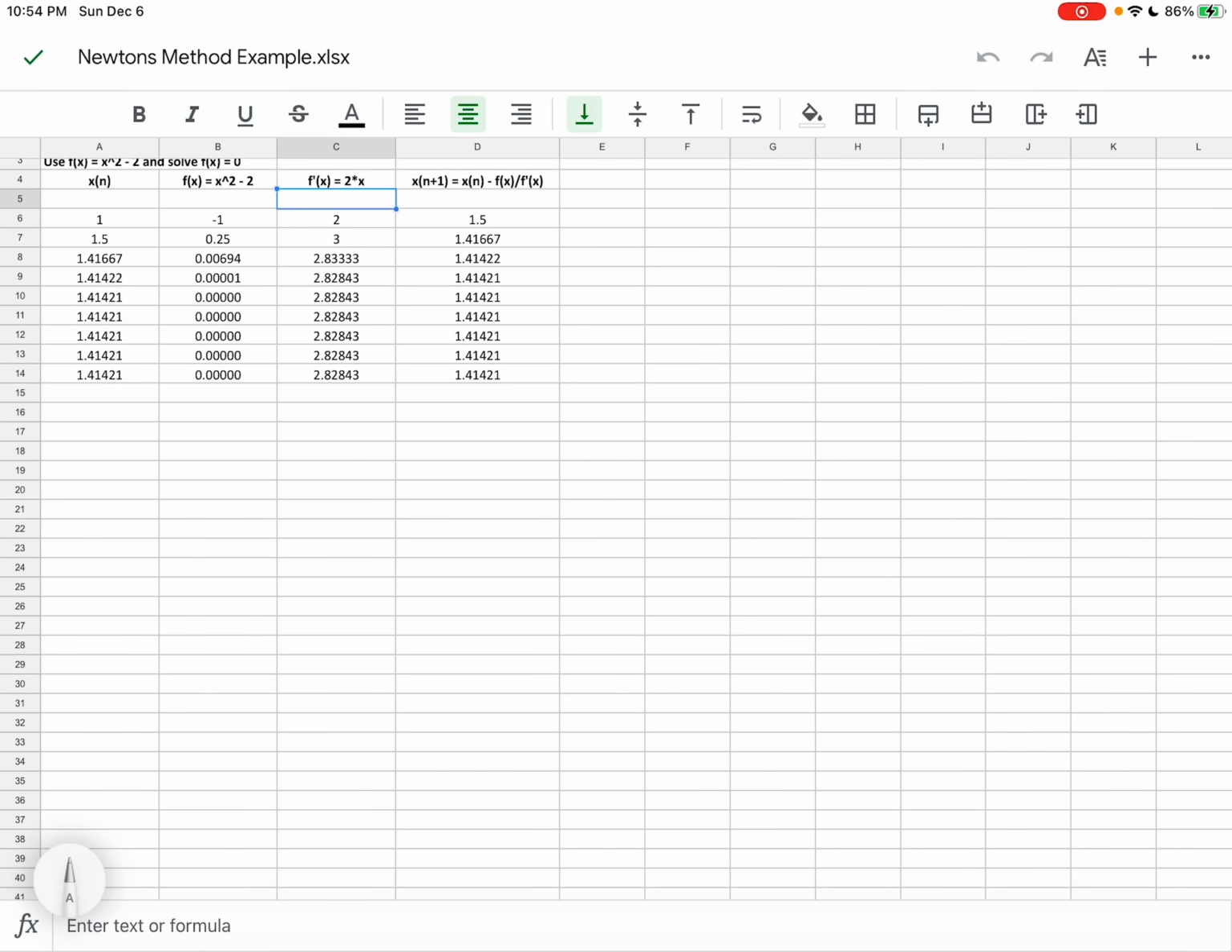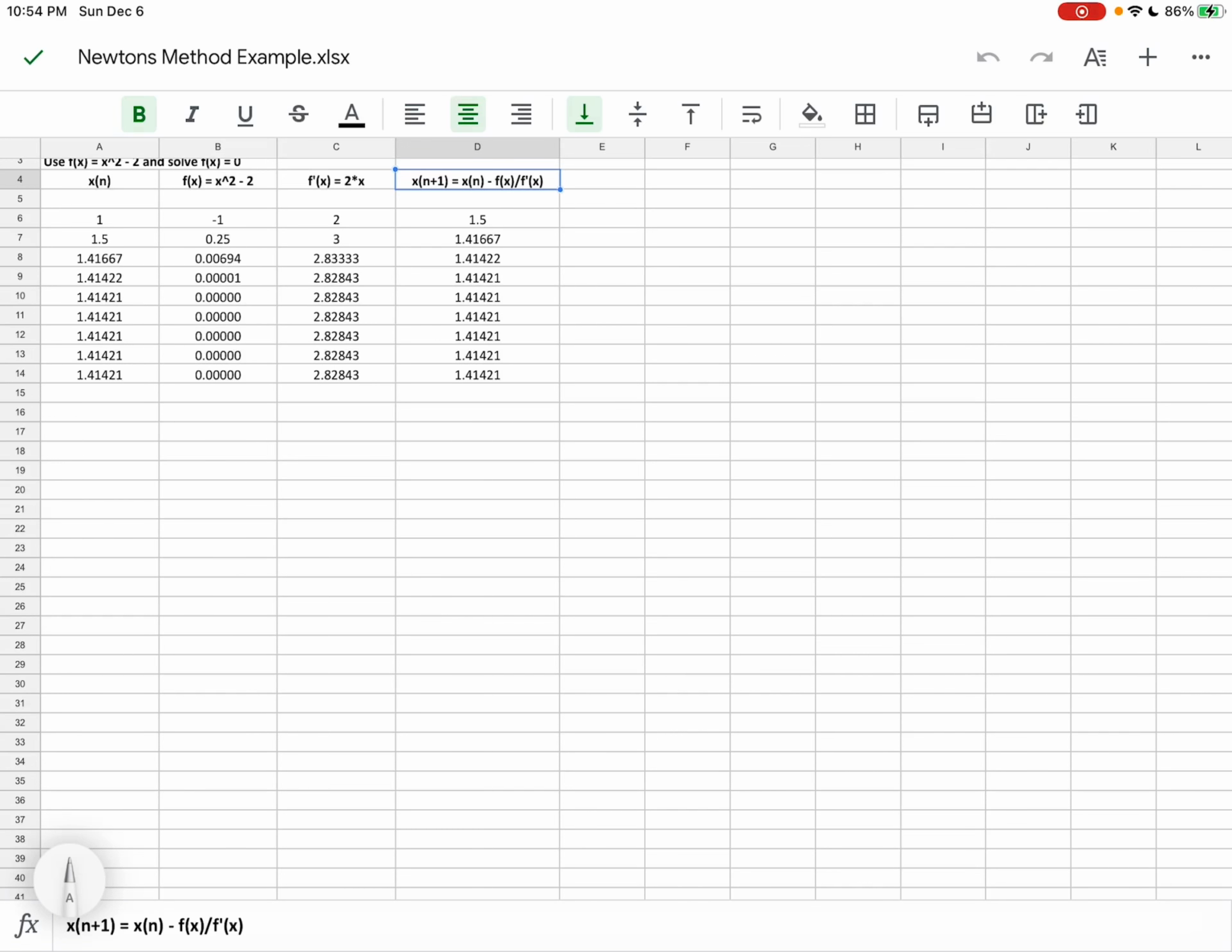Then I'm going to take the derivative, f prime of x. I know that the derivative for x squared minus 2 is going to be 2x. And then I'm going to find the calculation. I'm going to calculate the x sub n plus 1, and notice here that it is going to equal x sub n minus f of x over f prime of x.